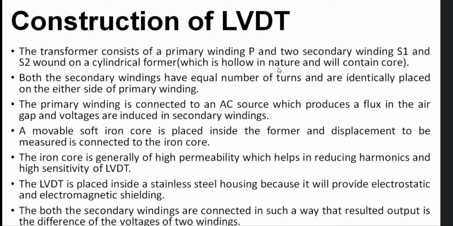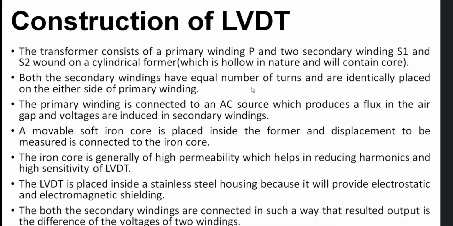So the core is made of some conducting material. Both the secondary windings have an equal number of turns. The entire secondary winding is split into two, so the number of turns in the two secondary windings will be the same. Both secondary windings have an equal number of turns and are identically placed on either side of the primary winding.